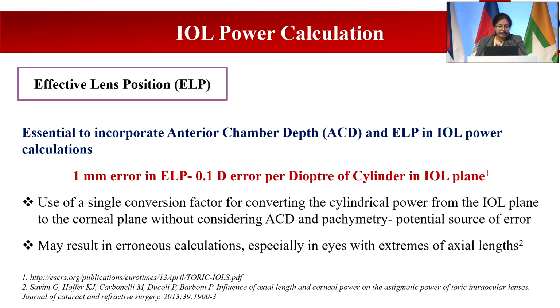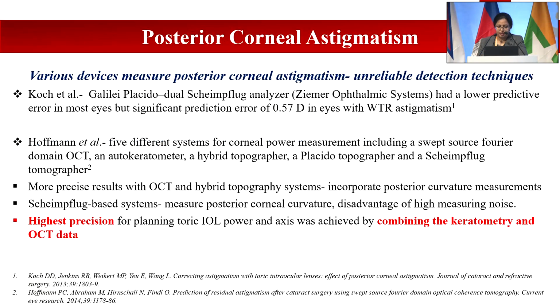1 millimeter error in ELP can cause a 0.1 diopter error per diopter of cylinder in the IOL plane, and use of a single conversion factor for converting the cylindrical power from IOL plane to the corneal plane without considering the anterior chamber depth and pachymetry are potential sources of error. Now again, this ACD and ELP are not going to be the same in the normal axial lengths and in extremes of axial lengths, and this may result in erroneous calculations.